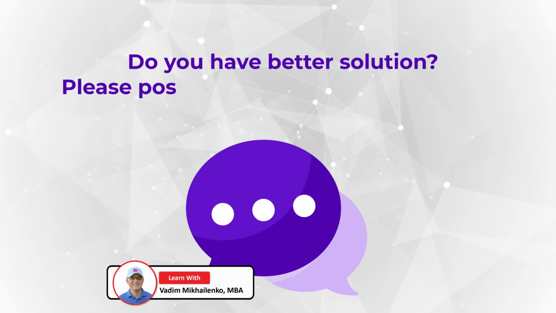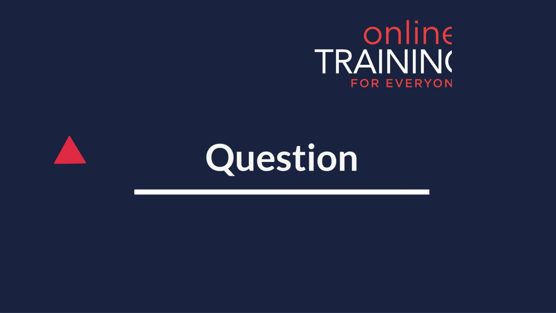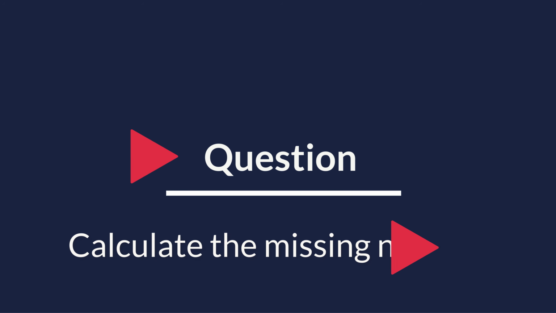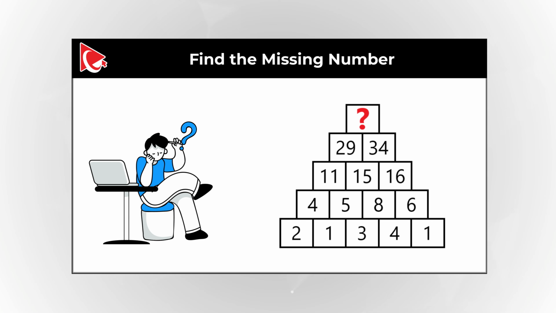Hopefully you've nailed this question and now know how to answer similar problems on the test. Here's a tricky problem that you might find challenging to solve. You're presented with the pyramid. Top of the pyramid starts with the missing number that you need to calculate. If you go down, second row contains numbers 29 and 34.